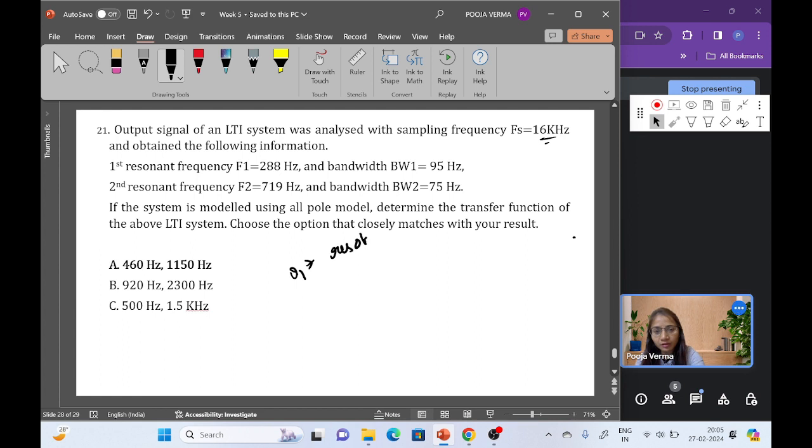Okay, here, theta k is related to the resonant frequency and the value Rk is related to the bandwidth. Here all the values are given in hertz. So in order to calculate this Rk and theta k, we need to find out these values in terms of radians per second, in radians, right?